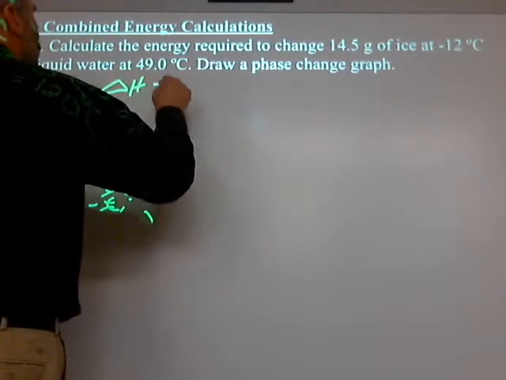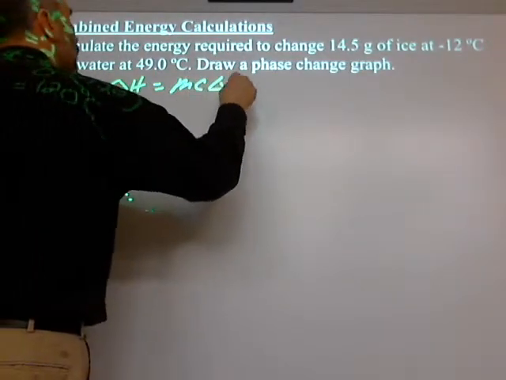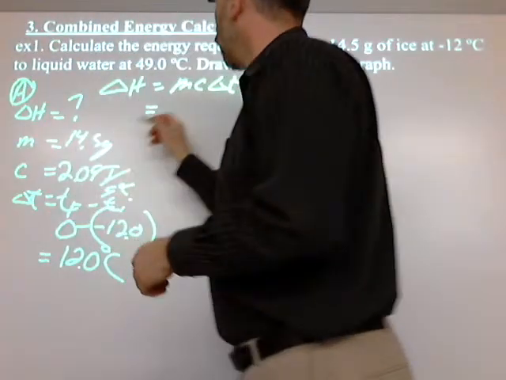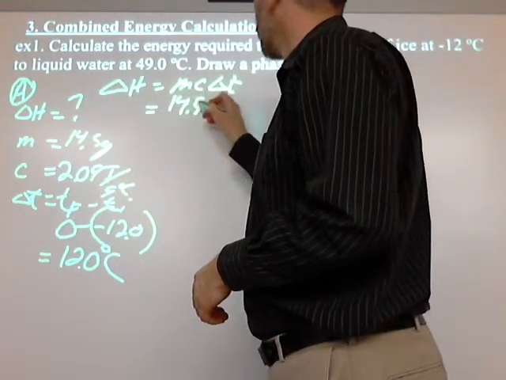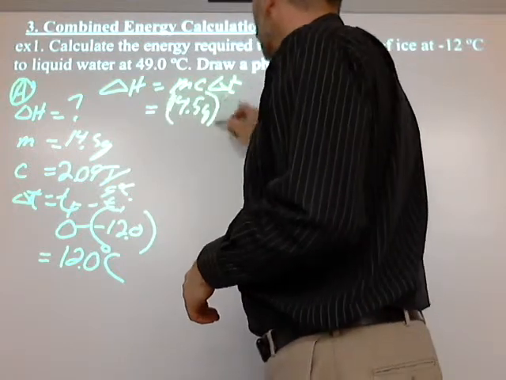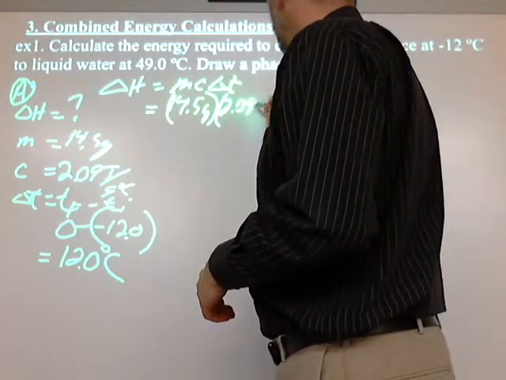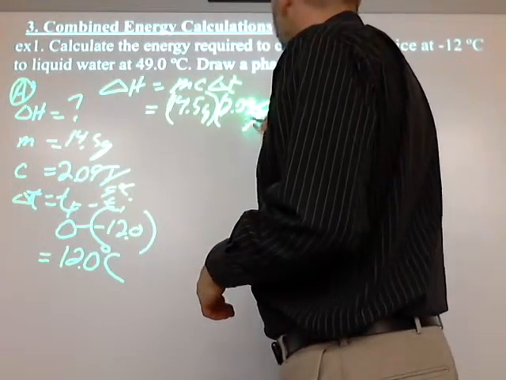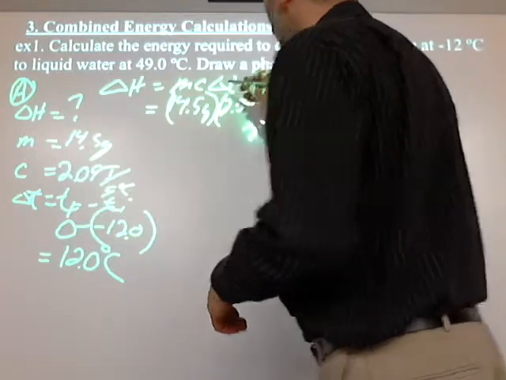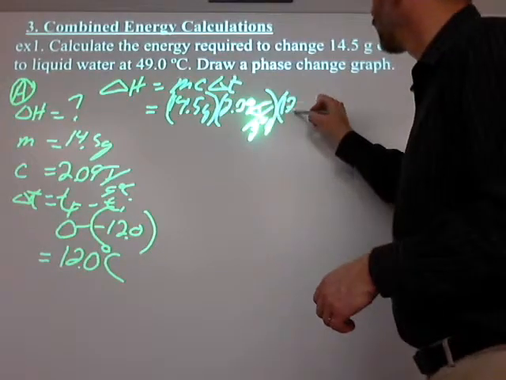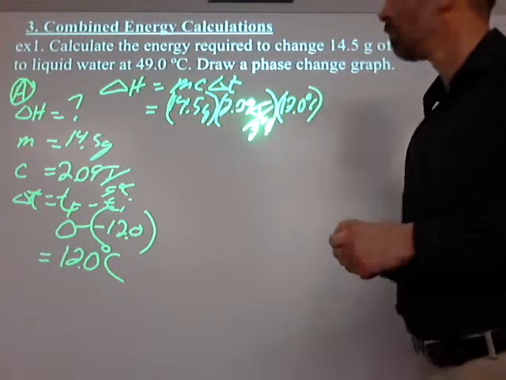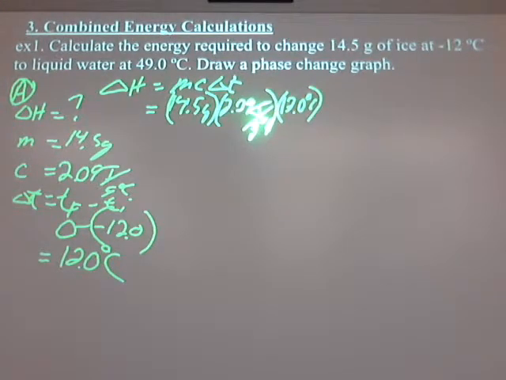Delta H equals mc delta T, which equals 14.5 grams times the specific heat of 2.09 joules per gram degrees Celsius times the delta T, which is 12.0 degrees Celsius. Get your calculators out, do the math for that, see what you get. This is going to take forever to do on this problem. That's why you're only going to get one of these on the test.